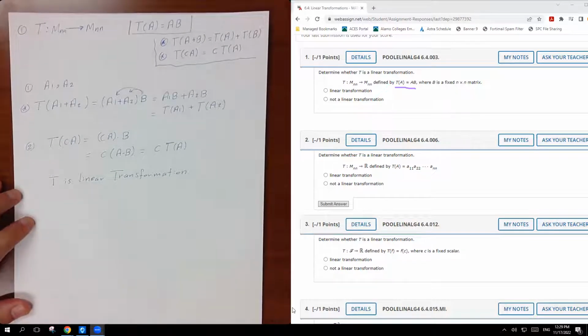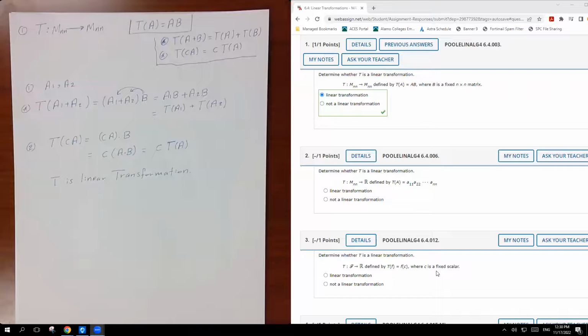That's it for this example. So we're going to just plug in yes, it's a linear transformation. So we got it right. Let's move to example 2.